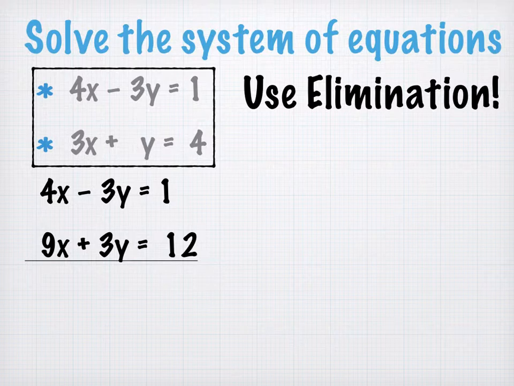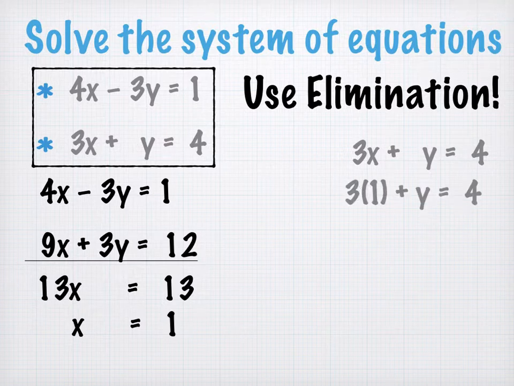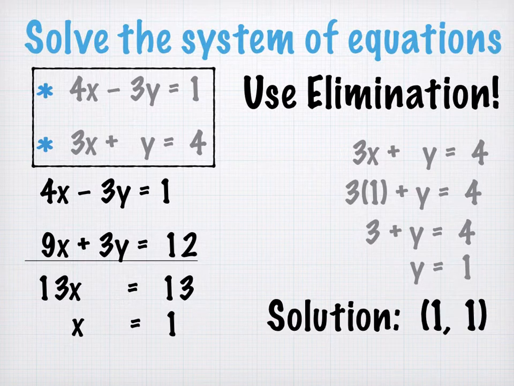Notice all 3 terms of the bottom equation were multiplied by 3. Now let's add the 2 equations. Notice the y's eliminated. Let's divide both sides by 13. And let's substitute that value for x into the bottom equation. Simplify it. Subtract 3 from both sides. And you can see our solution is (1, 1). And what we used in this case was elimination to solve the system of equations.